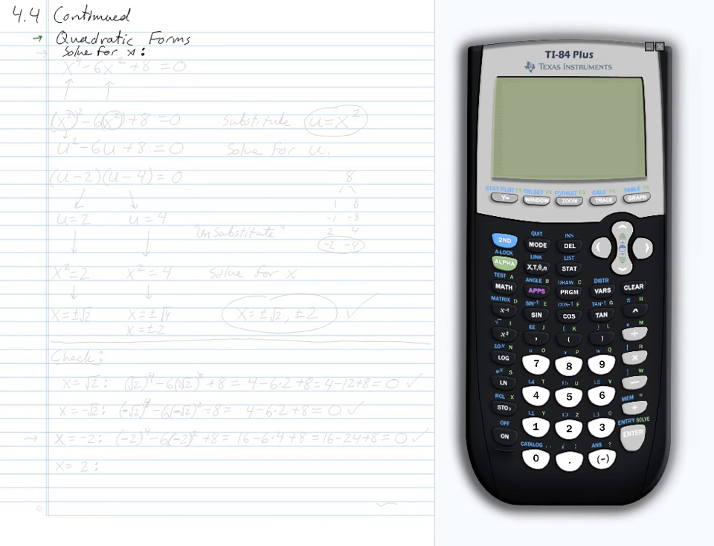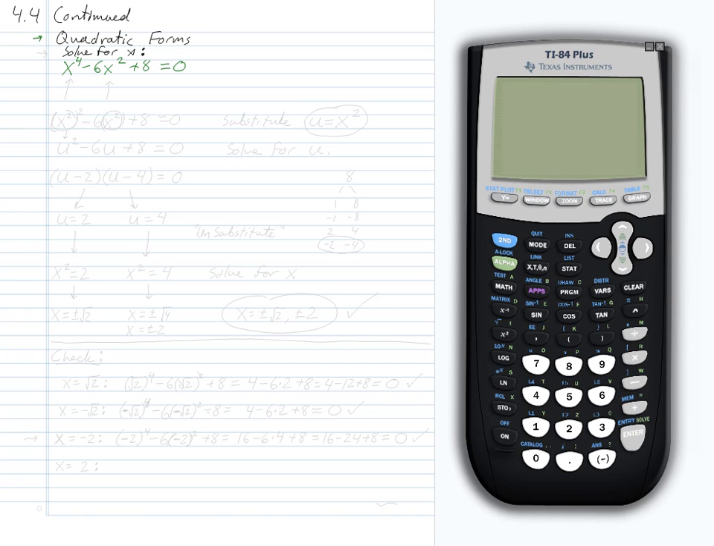Our next topic in this section is what's called quadratic forms. So we're going to be solving equations that may look a little more complicated than they actually end up being. These are equations that we can manipulate and use our quadratic solution techniques, but that are not exactly quadratic themselves. So an example of that might be the equation x to the fourth minus 6x squared plus 8 equals 0.